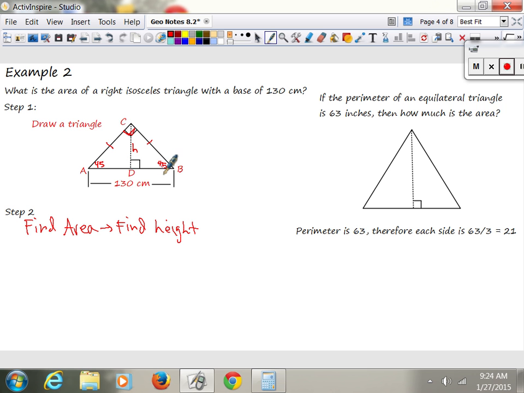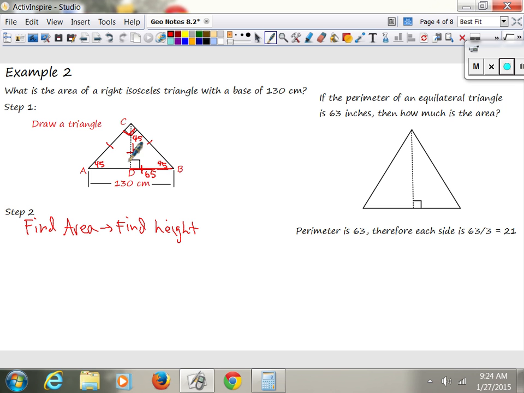You have a 45 in the corner, you have a 90 right here. So what does this angle have to be? Got to be 45. You got 2 little 45, 90s inside of the big 45, 90. So do I know what DB is right here? It's exactly half of the base, which is how much? 65. Do I know if this piece is 65?